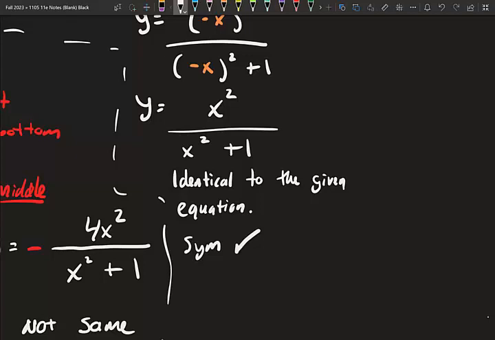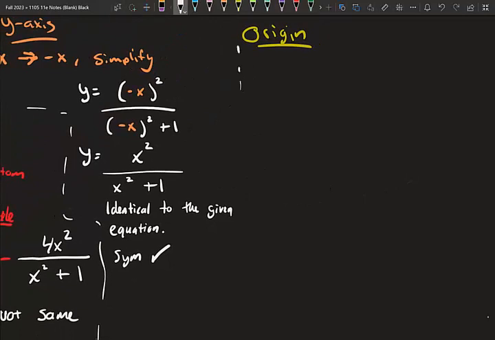So since it's identical to the given equation, we say it's symmetrical to the y-axis. But that's not our final answer yet, because it could be origin as well. We have to check the origin. So we just move on. Let's do origin.